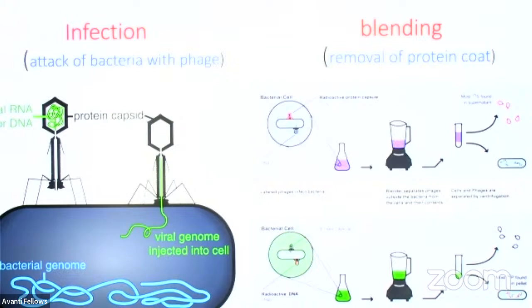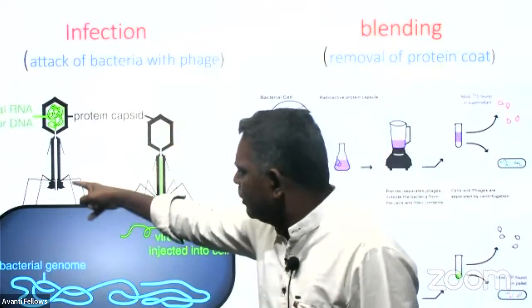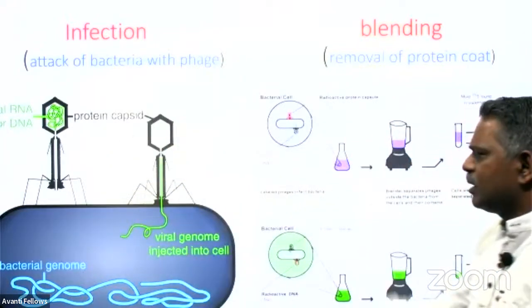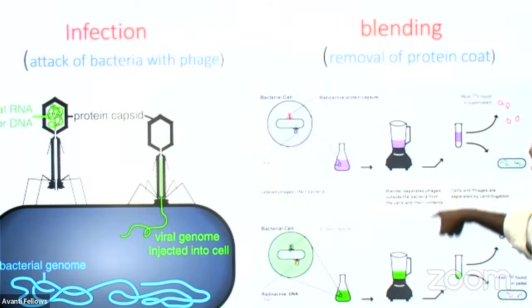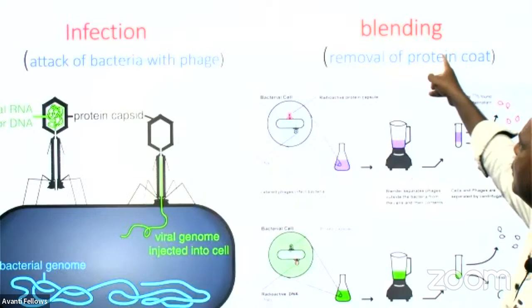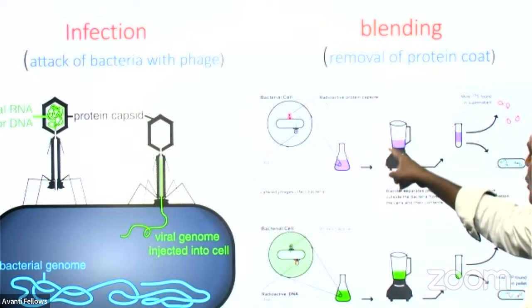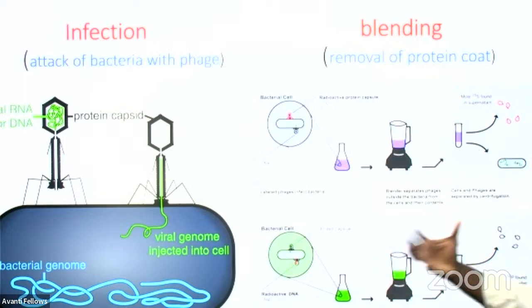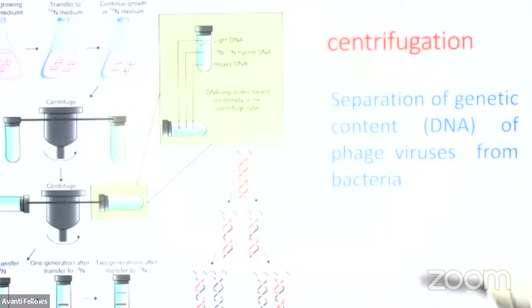The blending process. After the DNA is sent into the bacteria, the protein coat remains outside the bacteria because it is not taken inside at the time of infection. This protein coat can be removed by using an agitator in a blender, and that process we call blending. By using the blender, the protein coat is separated from the surface of the bacteria. Then the last step is what?